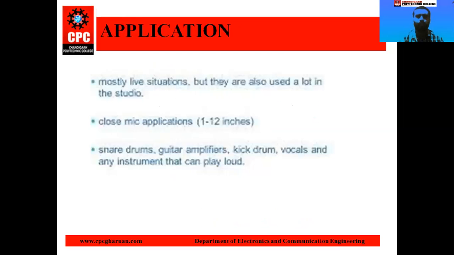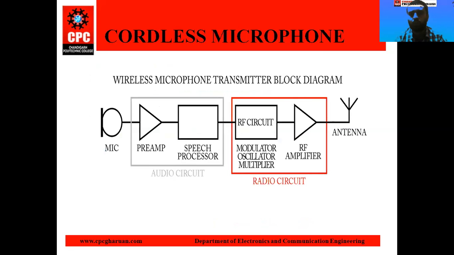Next is applications. It is used as a close mic, and it is also used in live recordings. The main advantage of a moving coil microphone is that it does not require a power supply. It is also used in studios and live shows. This is the basic application of the moving coil microphone.